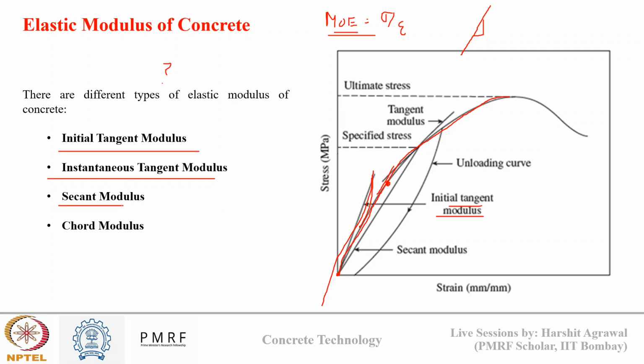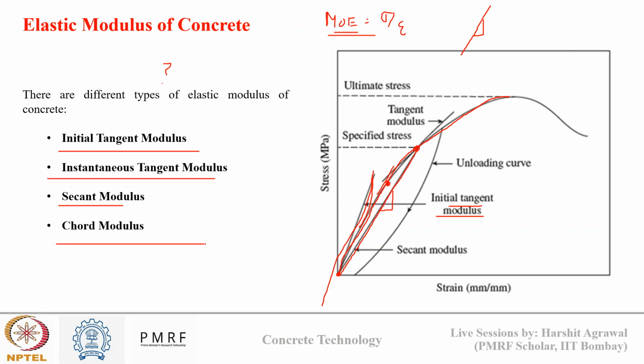Then secant modulus. For the secant modulus, I take the first point and I take the last point. Connecting these two points, whatever line I form, the slope of that line is known as the secant modulus. This is the point till which I am observing some linearity, above which I am deviating a lot from the linear part. So connecting these two points will give me the secant modulus.